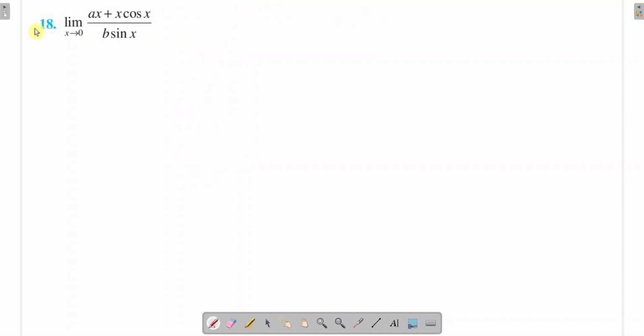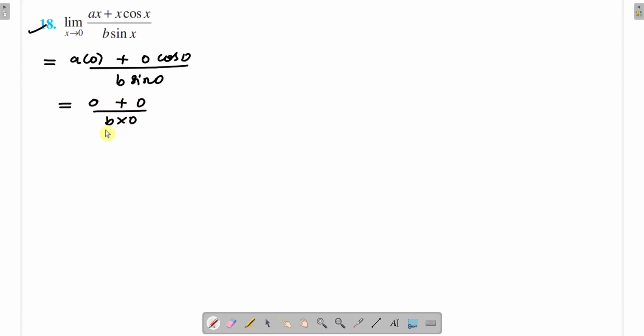Now let us go to the next one, that is the 18th. Here we have trigonometric and algebraic function sum in the numerator, and in the denominator we have a trigonometric function. Whatever may be the function, first you have to evaluate the limit. A times 0 plus 0 times cos of 0 divided by b times sine of 0. So this will be nothing but 0 plus 0 divided by b times 0, which is 0 divided by 0.